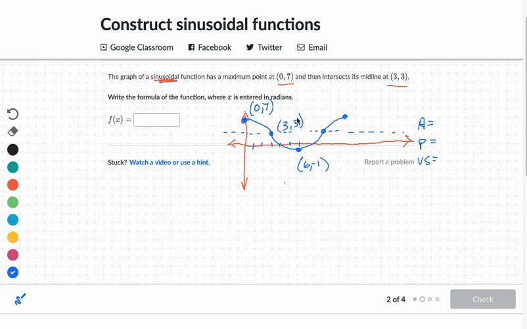Our amplitude is from y equals 3 up to y equals 7. So that's 7 minus 3, an amplitude of 4. The period, so this was 1, 2, 3 units for a quarter period. 4 of those is going to be a total distance. This will be at its maximum again at 12. And then the midline, or the vertical shift here, they gave that to us in the problem as the y value, y equals 3. So the vertical shift is plus 3.